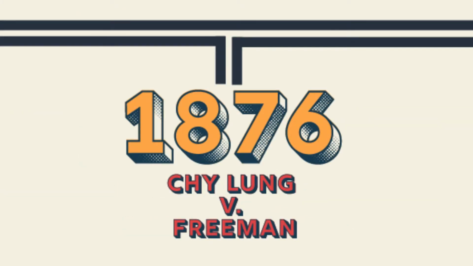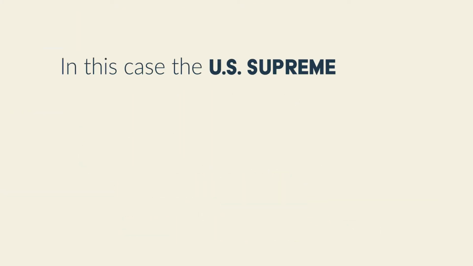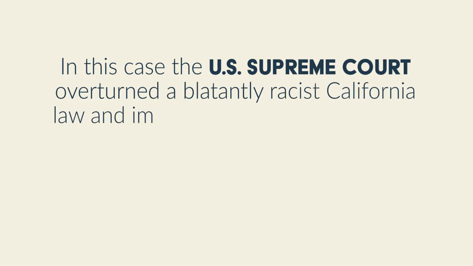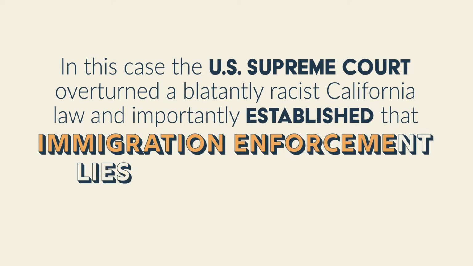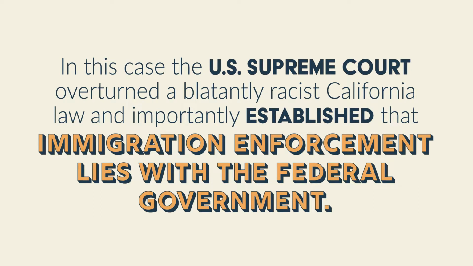1876, Chy Lung v. Freeman. In this case, the U.S. Supreme Court overturned a blatantly racist California law and importantly established that immigration enforcement lies with the federal government.